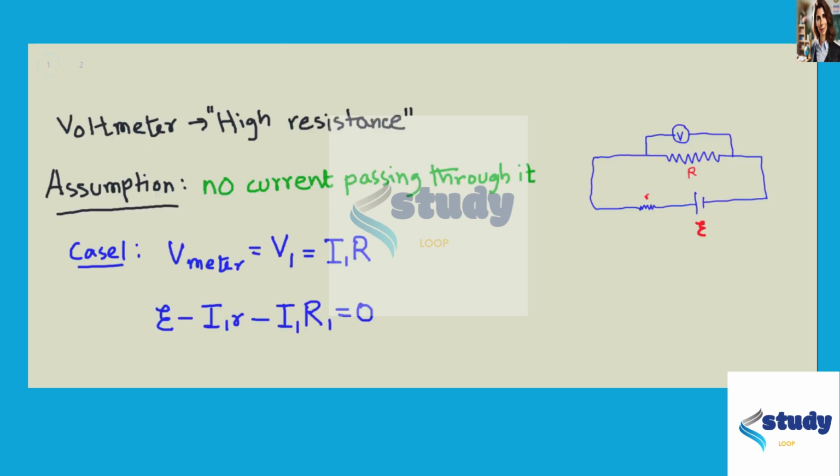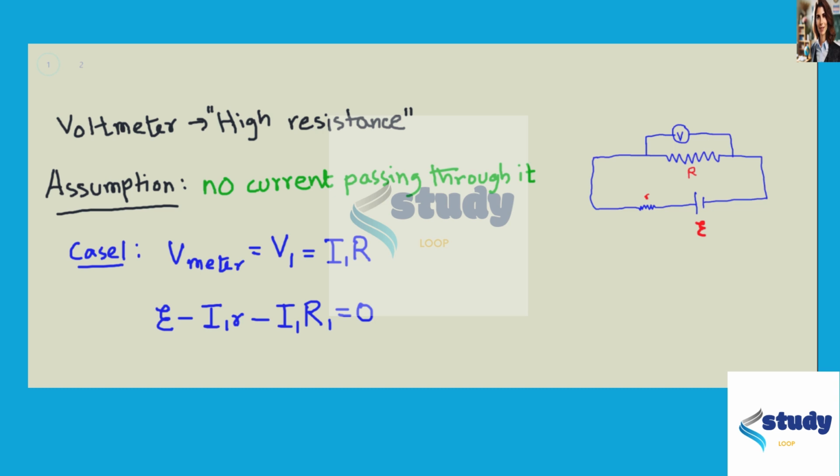Okay, so in this problem, we have a voltmeter that is connected in parallel with the resistor R, big R. Then we have the EMF voltage, and then we have the internal resistance. So we need to find the EMF voltage from this setup.